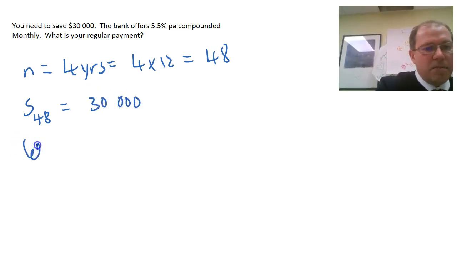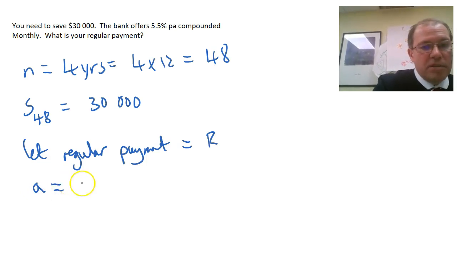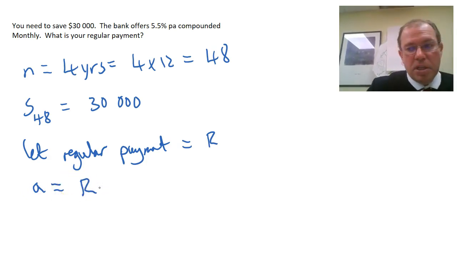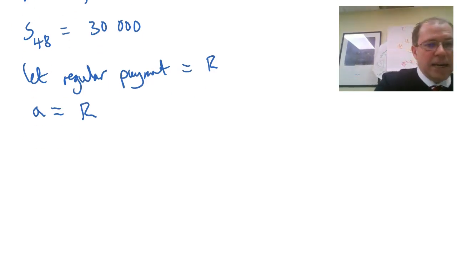So let's let the monthly payment, the regular payment, be R as normal. That's what we're trying to find out. The first term of my geometric series is obviously R, because you start by putting your regular payment in there. Then I also need to work out my common ratio r.